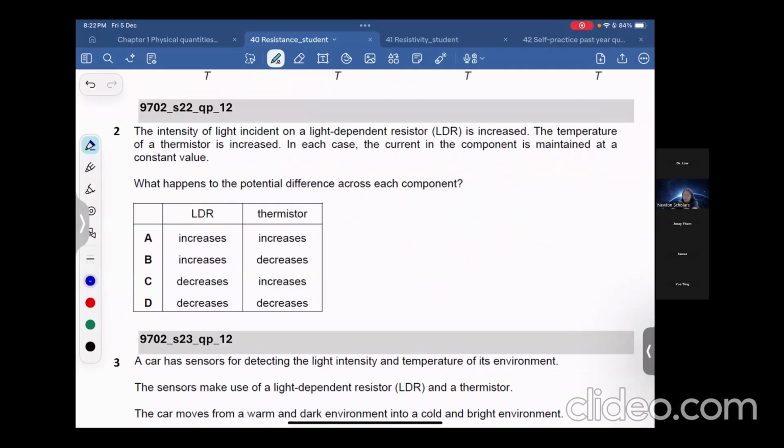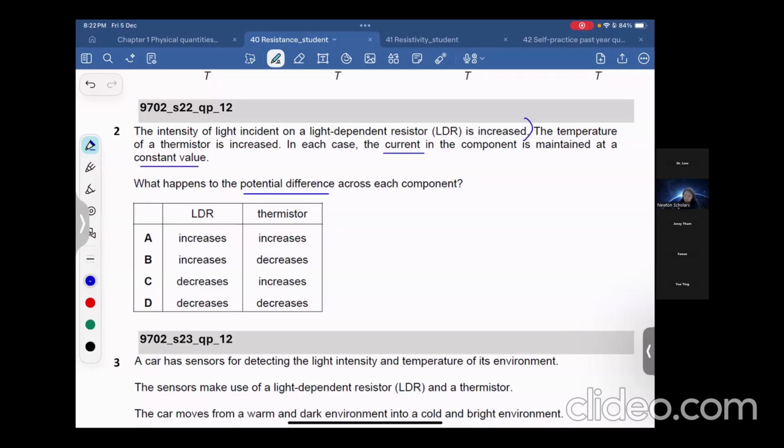Okay, so it's in bright environment. So at here, temperature increase in each case. So this is two separate case. The current maintained at a constant value. So in each case, they're trying to maintain the current. Okay, so what happened to the potential difference?